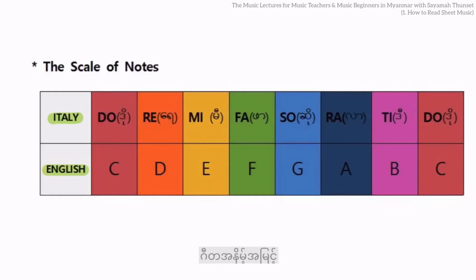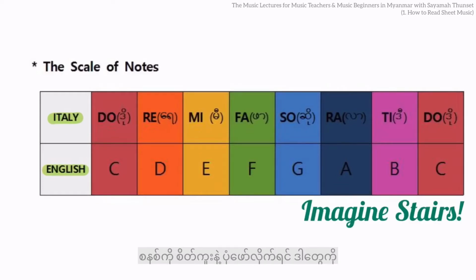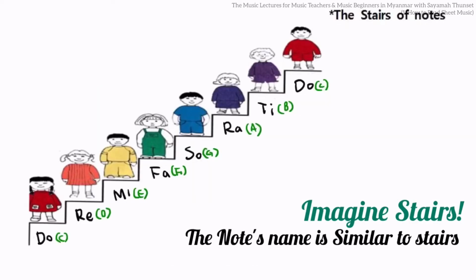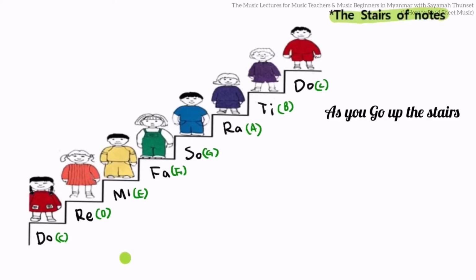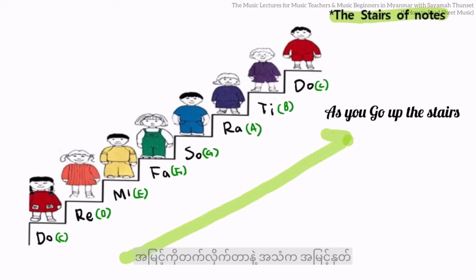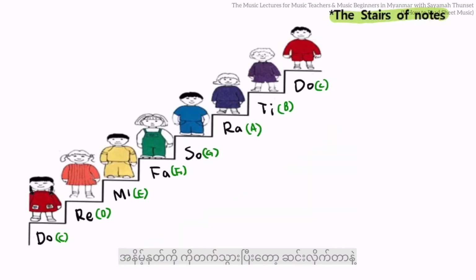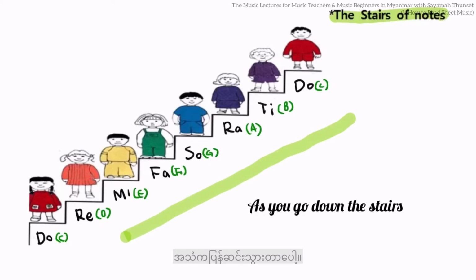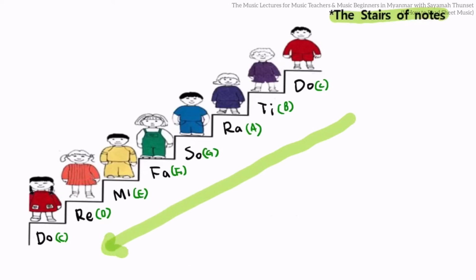To understand this well, imagine stairs. The name of the note is similar to stairs. As you go up the stairs, the sound becomes a high note. As you go down the stairs, the sound becomes a low note. Like this.